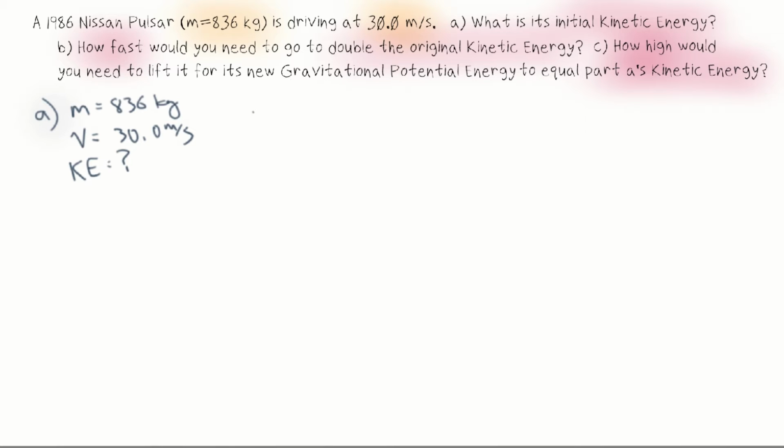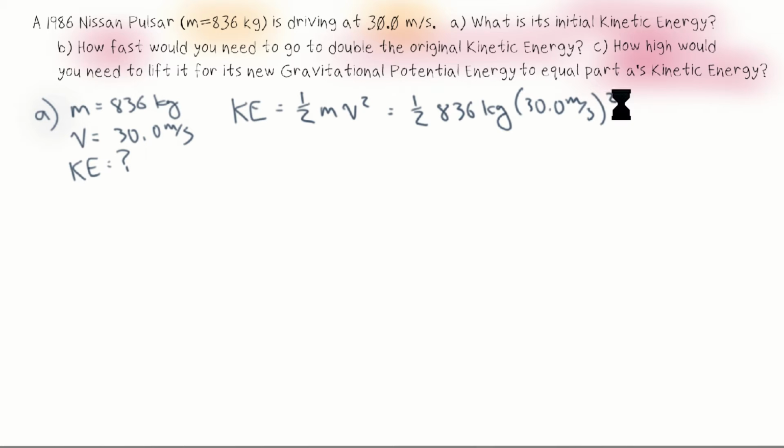And what do we got? So we'll write the kinetic energy. Kinetic energy equals 1/2 mv squared. So we know the mass is 836 kilograms. We know the speed is 30 meters per second. Don't forget to square that.